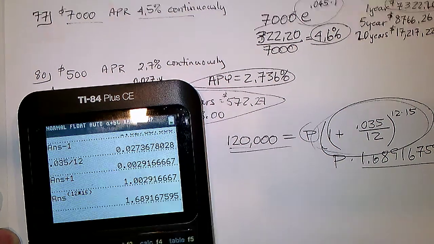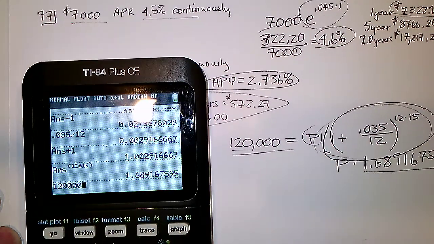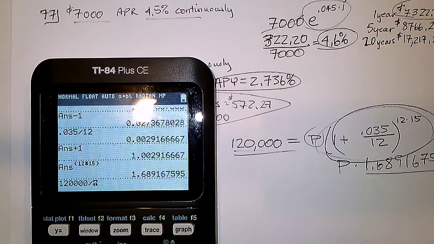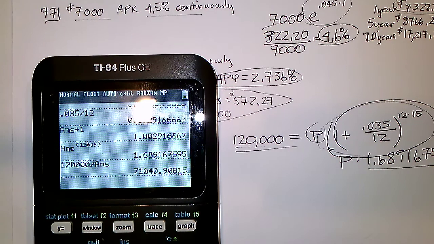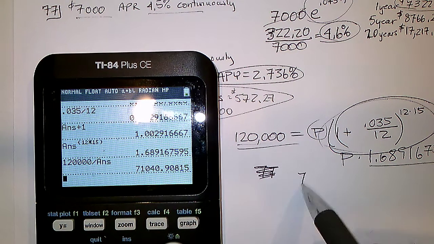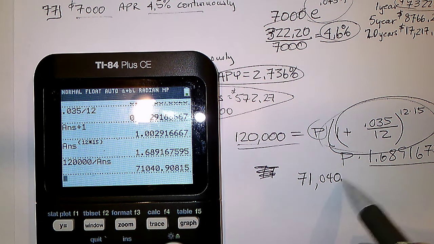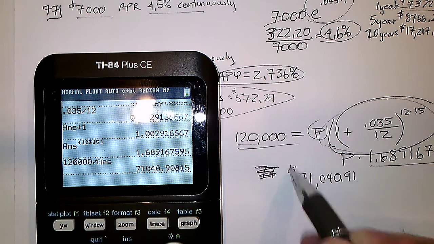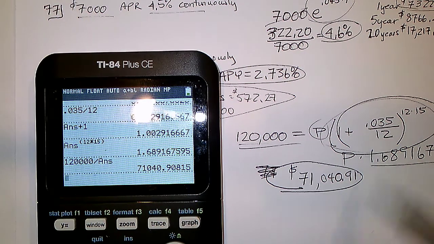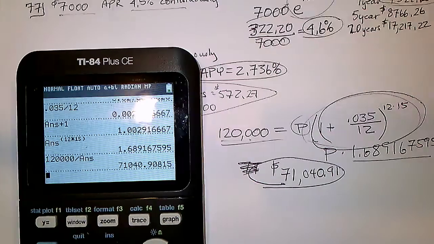So I'm going to take 120,000 divided by that last answer, second negative, enter, and it says I need to be able to put $71,040.91 into an account at 3.5% for 15 years, compounded monthly, and it'll end up with $120,000. Okay.